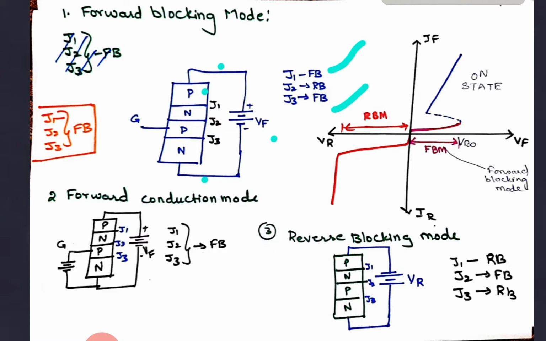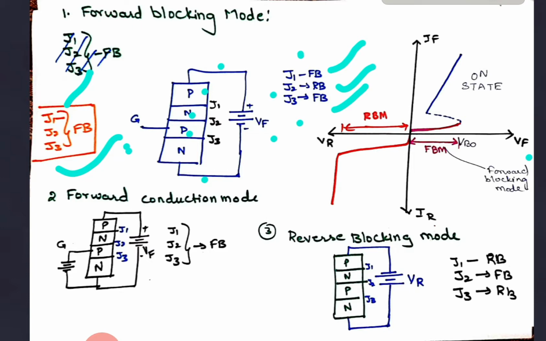If you observe junction J2, N is connected to positive and P is connected to negative. Therefore, junction J2 is reverse biased. Junctions J1 and J3 are forward biased, and junction J2 is reverse biased. Here the gate is not connected. Junction J2 is reverse biased, which does not satisfy the condition that J1, J2, J3 should be forward biased for the SCR to conduct. Hence the SCR will not conduct as we keep on increasing the forward voltage.